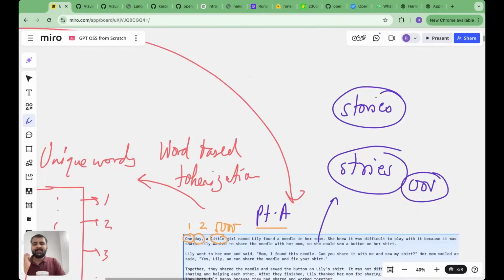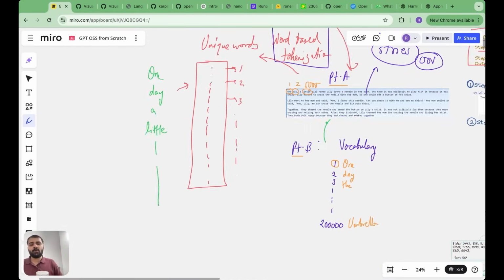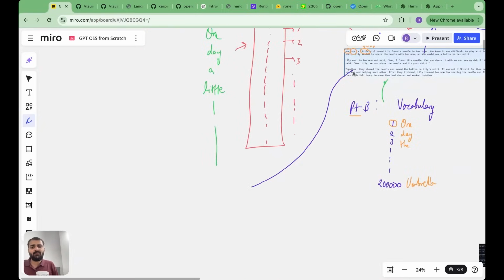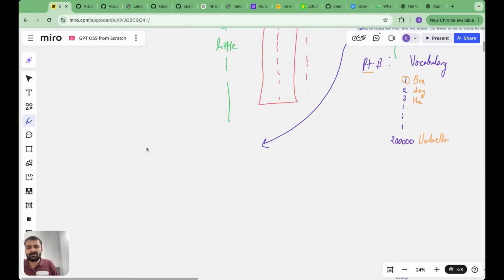So vocabulary size plays a very important role. And if we use word-based tokenization, the vocabulary size shoots up. So we cannot do that. What is another way of tokenization? So this is word-based tokenization. That's fine. Another way of tokenization someone can say is that forget about all this. I'll give a simple way.